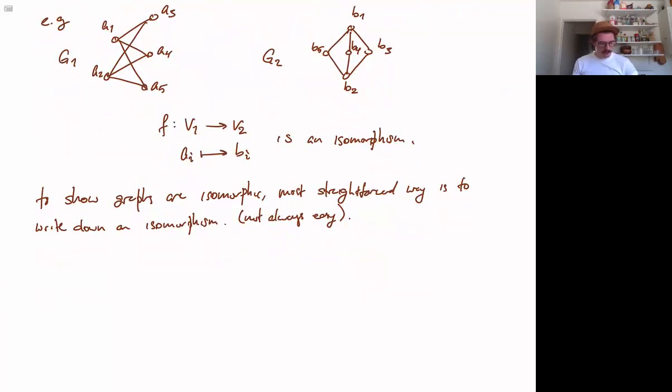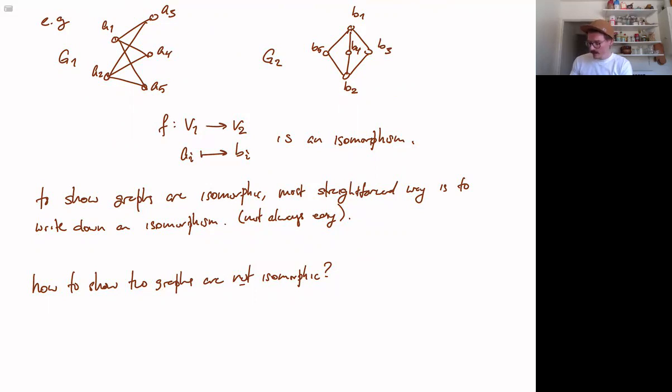But the other direction, how do you show two graphs are not isomorphic? Of course, it's not enough to write down some map and show that it's not an isomorphism, because to show they're not isomorphic means you have to show that no isomorphism exists. So every possible map is not an isomorphism. And of course, it's totally intractable to check every possible map, but fortunately, there is a much better way.